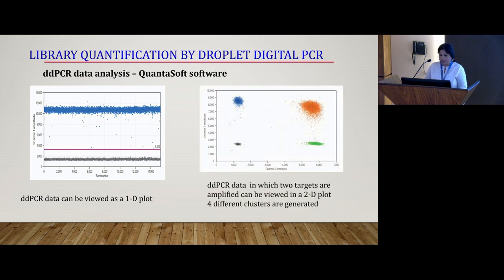This is the second interpretation, in which a ddPCR with two targets amplified can be viewed in 2D plots, where 4 different clusters are generated. If 2 targets are amplified at a time, results can be viewed as 2D plots where 4 different clusters are generated. Signal from the FAM probe is plotted on the x-axis, and signals from the HEX probe are plotted on the y-axis.